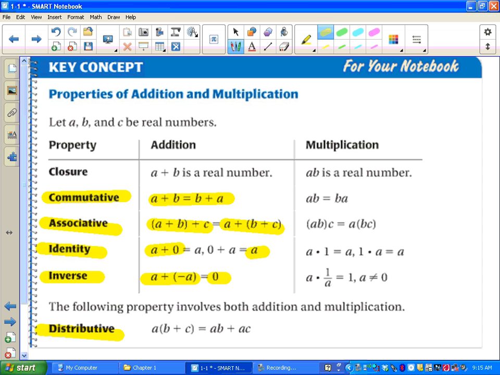Distributive property says if you've got something multiplied by the sum of two numbers, so in this case I'm multiplying A times the sum of B and C, you just distribute the A to the B and the C. And we've seen that since before algebra also.